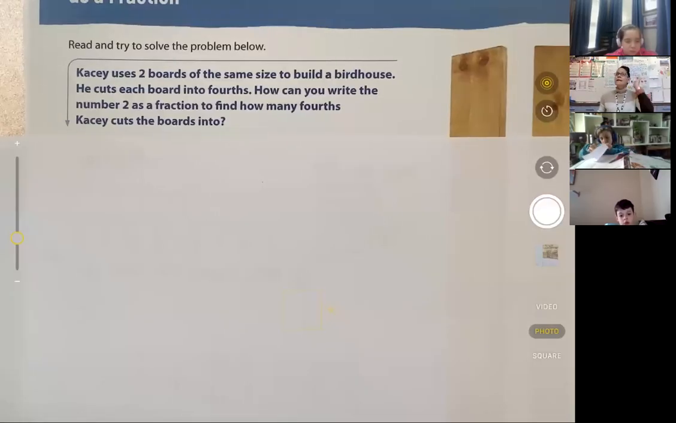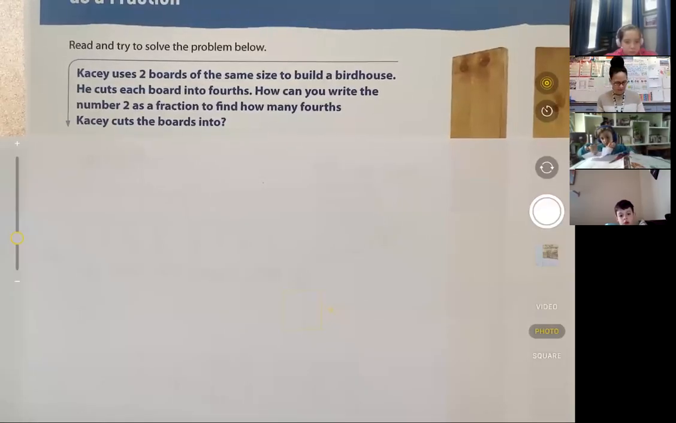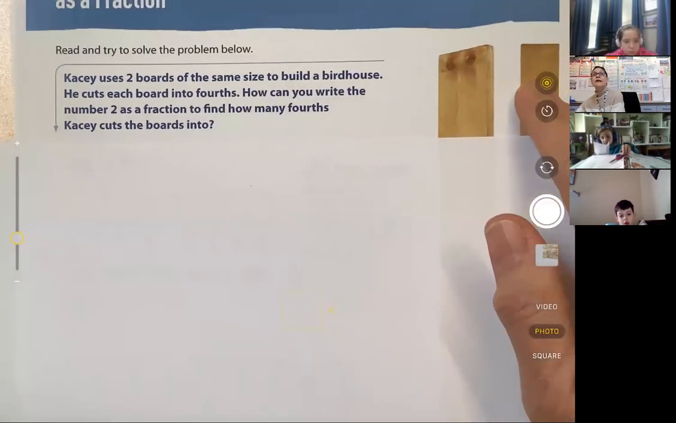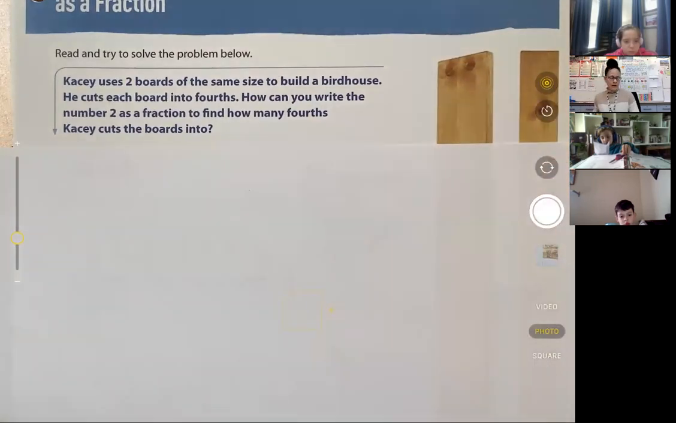All right, friends, let us take a closer look at this situation on page 505. So again, we're going to be talking a little bit more about writing a whole number as a fraction. We're going to talk about Casey and the boards. Here we go.